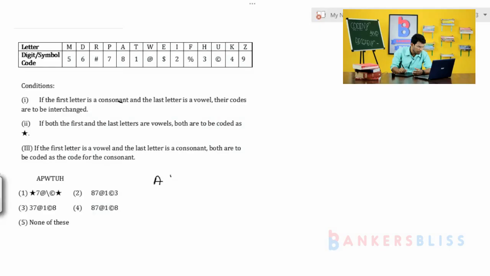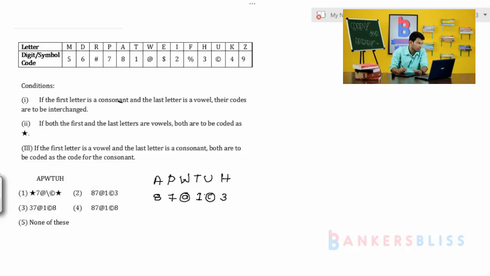A, P, W, T, U, H. A, P, W, T, U, H. What is the code for A? This is 8. And P, it is nothing but 7. W is coded for @, T is coded for 1. U is coded for copyright, and H is coded for, what is H? That is 3. Then what is the next step?